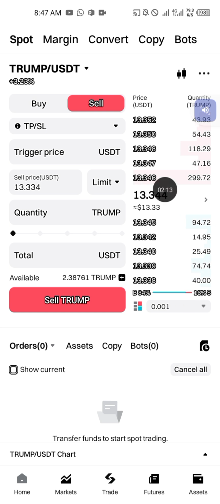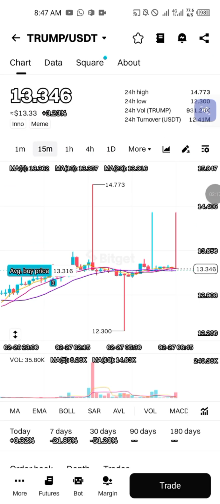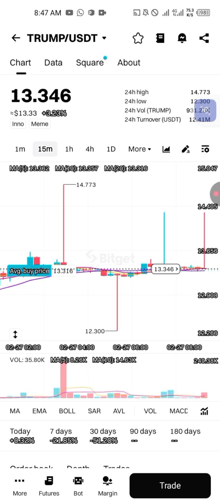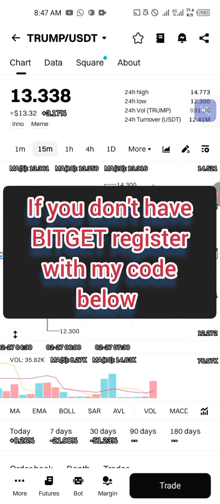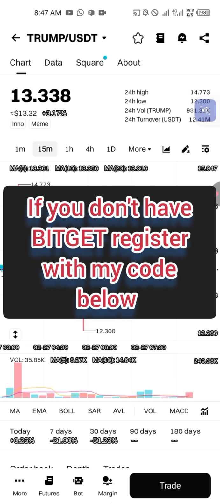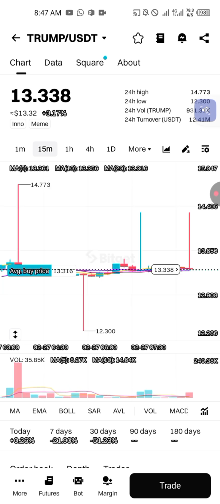So check right here. You will see that you can click and check how your candlesticks are going, right? This candlestick shows how the market is moving. If you check very carefully, you will see that the candlestick of this particular coin called Trump is sliding up and down, and it is a highly volatile meme coin, right?